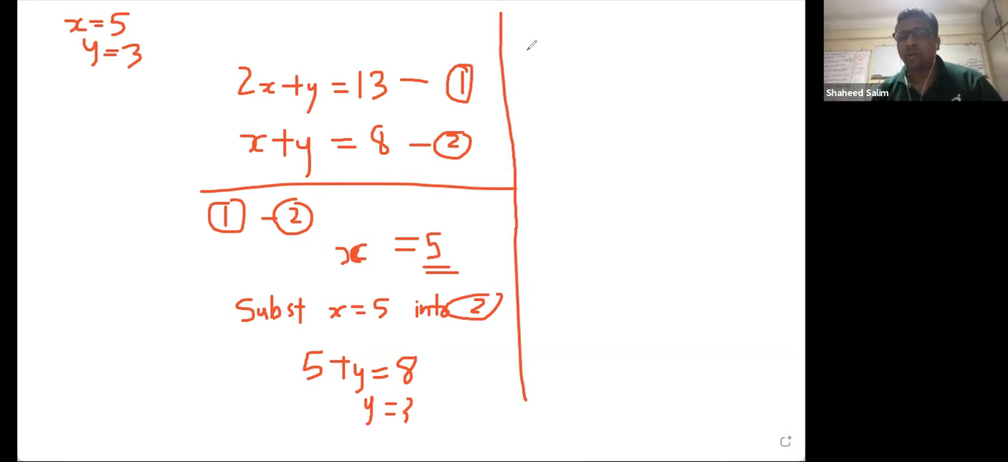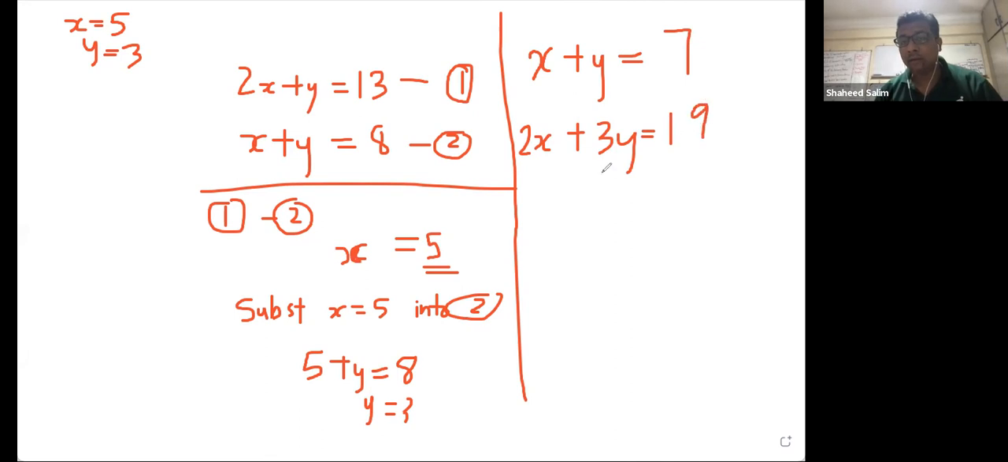So I show you another one. Let's say you have x plus y equals, we give another number. Now I don't tell you what the number is. Okay, x plus y equals to 7. Then down here got 2x plus 3y equals to 19. How to find?